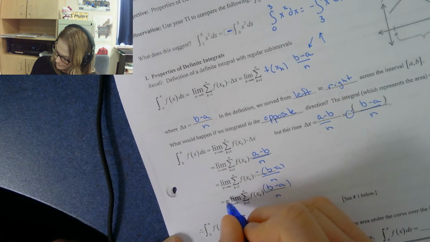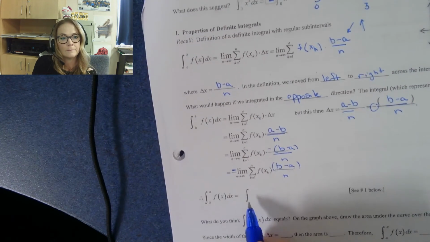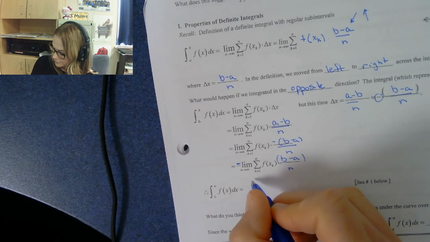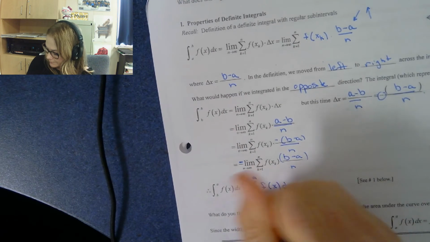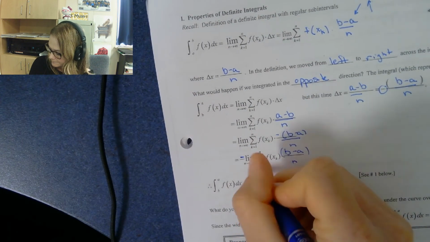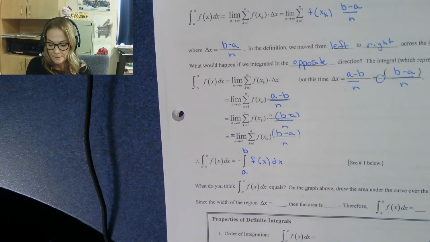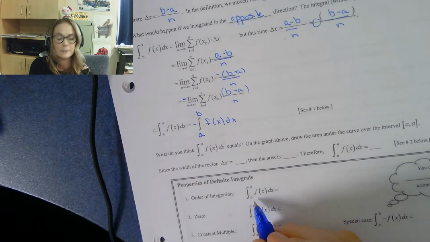All right, and we'll just scale that right on out there. Okay, and so here's the formal conclusion, I guess. Okay, so there's that integral is equal to itself. What happens if I flip it? It gets negated. Okay. So that is our first property down here, the order of integration.